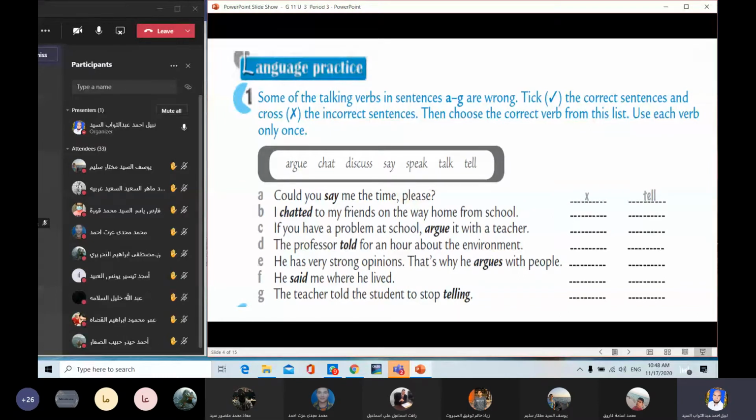So you have 3 steps. You have to read and decide if the sentences are true or false, correct or incorrect. If it's correct, it's okay. If it's not correct, you have to change the bold verbs: say, chatted, argued, told, argues, said, telling, with one verb from the list. Pay attention. You have to choose the correct verb and use each verb only once. Which verb will you choose? Once only, and correct the verb.